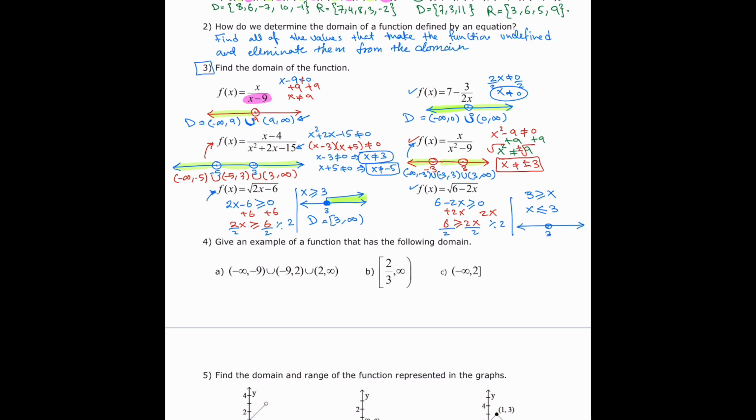So here is the 3 and it's a closed circle. It's all of the x's less than or equal to 3, which is going to give me this interval. This interval is basically negative infinity to 3 included. So that is the domain of the last function.